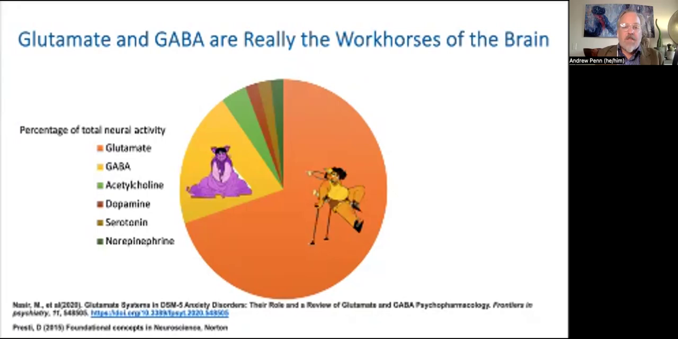And we can think of these as being widely distributed in the brain. So most every neuron has GABA receptors, and it also has glutamate receptors. And these are going to have an impact on whether or not that cell fires. So let's first take a look at that excited fellow there. That's going to be glutamate.